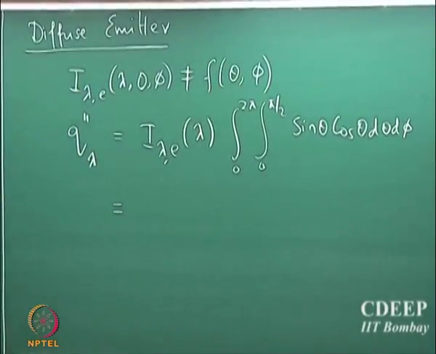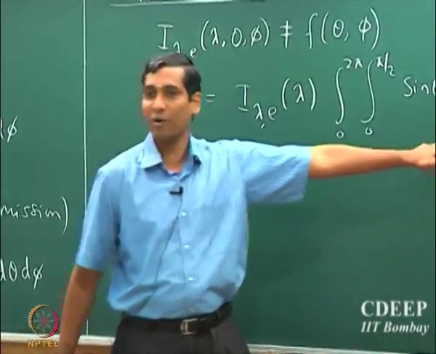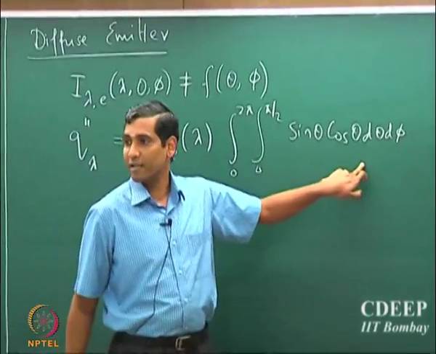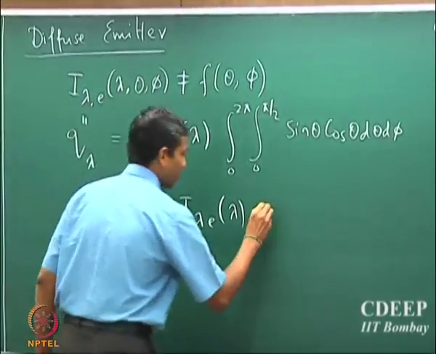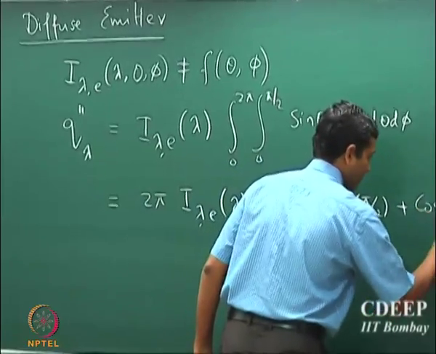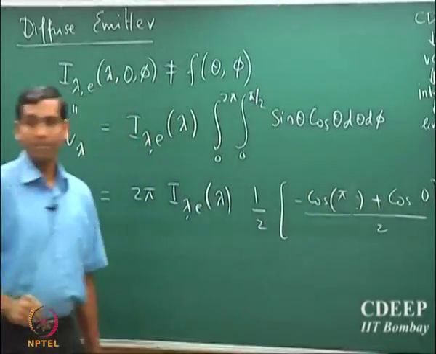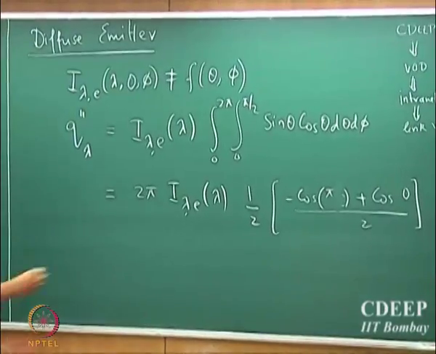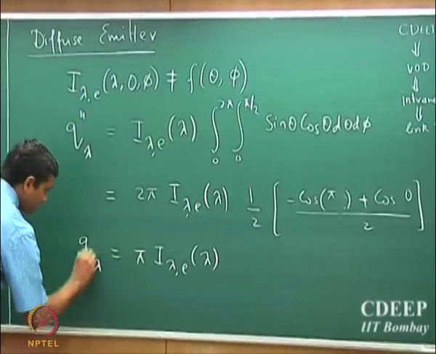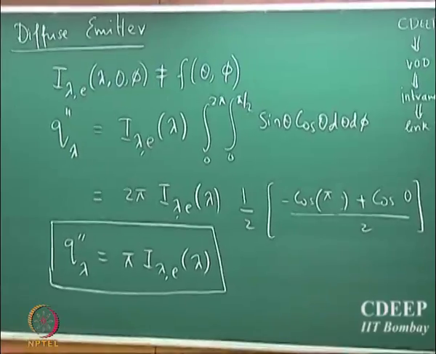What is this integral? With respect to d phi, it is 2 pi. What about sin theta cos theta d theta over 0 and pi by 2? 2 pi I lambda e. How do you integrate sin theta cos theta? Half of sin 2 theta. So, that will basically be 1 by 2, minus cos pi by 2 plus cos 0 divided by 2, okay, minus cos pi plus cos 0 divided by 2. So, that is nothing but pi I lambda e, so that is equal to pi, okay.